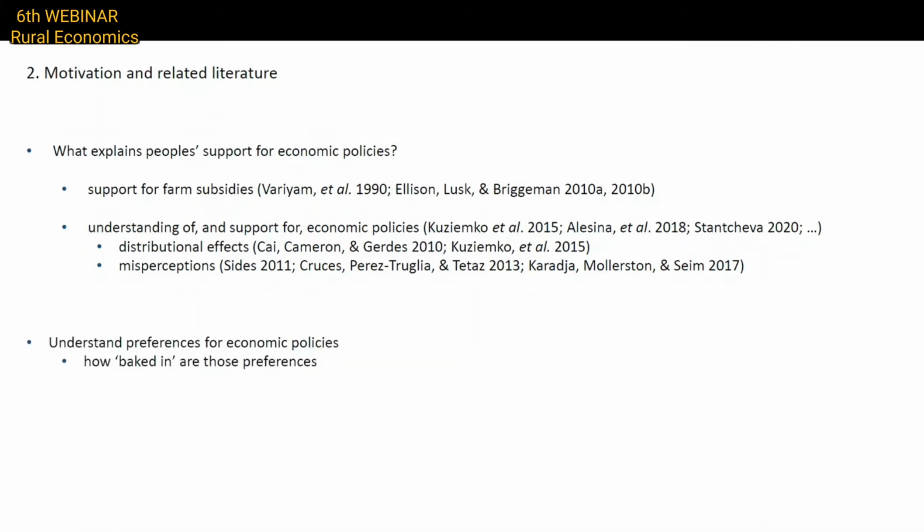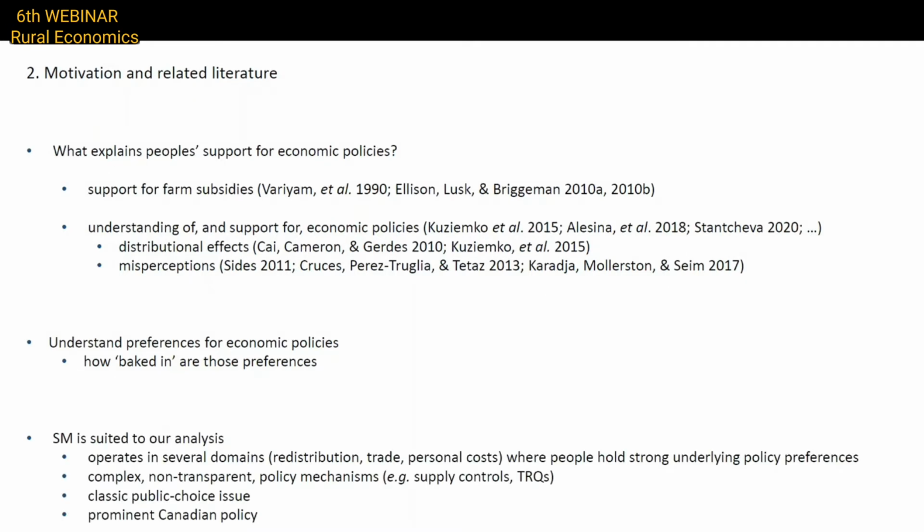So, our research objective is to try and understand Canadian voters' preferences for, in this case, supply management, but more broadly speaking, what determines their support for these policies and how flexible are these preferences? If we tell them something specific about this policy, good, bad, or otherwise, does it change their opinion? Something maybe they didn't know or that contradicts what they had believed before. And supply management, SM, I'll use this acronym probably throughout, that's just supply management.